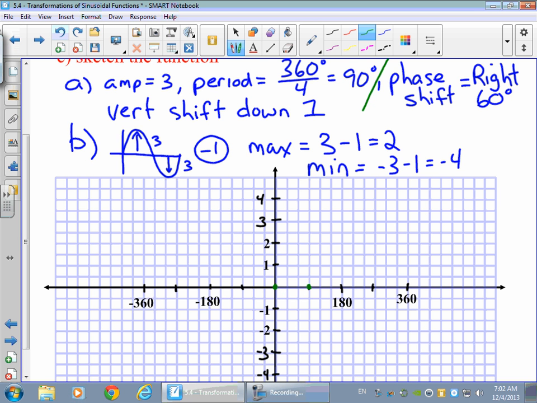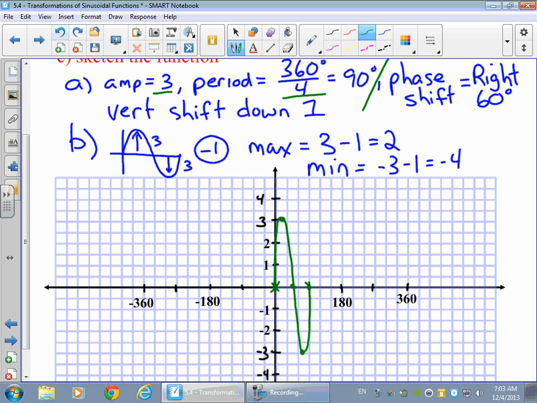My maximum, we said, was 2, so I'll deal with the maximum and minimum afterwards, when I shift the graph around. So just dealing with amplitude and period to start, I've got to find my midpoint here, and I'm going to go up to 3, down to negative 3 in that 90 degree area. So up, down, wow, let's try that again. Up, down, back up again.